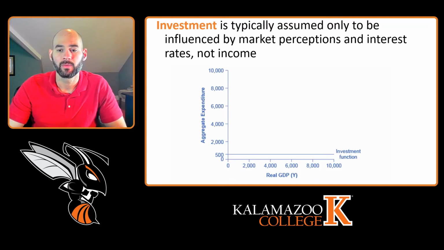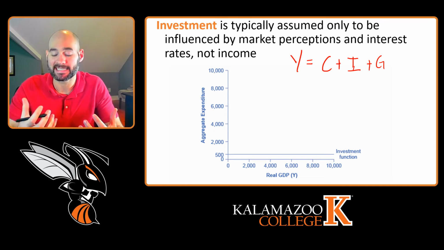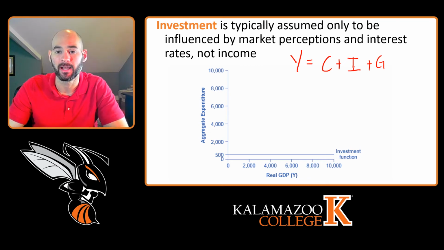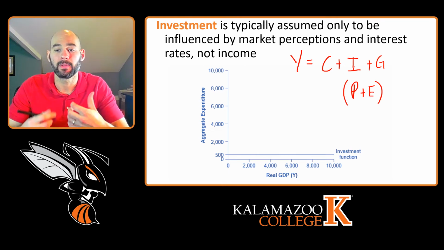Now, the second variable in our calculation of our expenditure function is going to be I for investment. Remember, once again, that investment is not savings. It's not going to be investment in a stock market or investment in a portfolio or mutual fund. It's going to be investment by firms, spending by firms, which we want to think of as P&E, so plant and equipment. And in this model, investment is assumed to be influenced by market perceptions and interest rates, but not income.